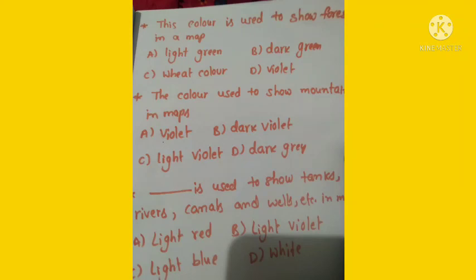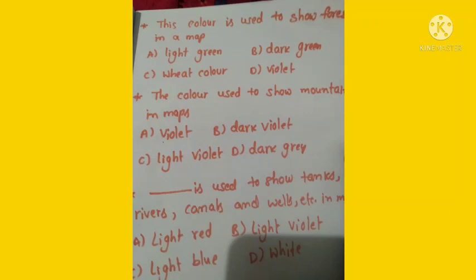This color is used to show forest in a map. Options: A. Light green, B. Dark green, C. Wheat color, D. Violet. Answer is B. Dark green. The color used to show mountains in maps. Options are A. Violet, B. Dark violet, C. Light violet, D. Dark grey. Answer is D. Dark grey.